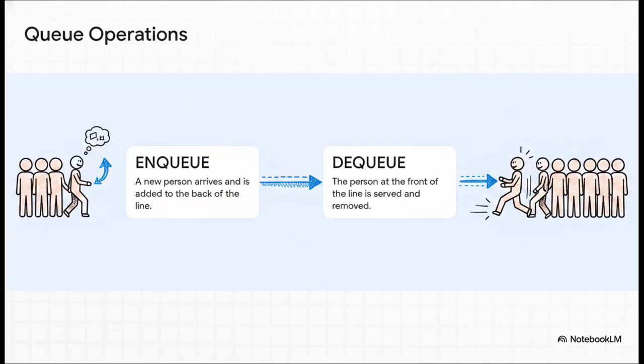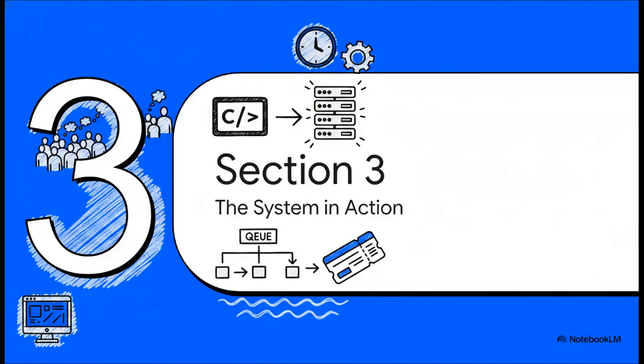Okay, so in the world of code, these two main actions have special names. When a new person gets in line, they go to the back, right? That's called enqueue. And when it's your turn at the front and you get served, you leave the line, that's called dequeue. Enqueue to get in, dequeue to get out. Simple as that. All right, enough theory. Let's see how this all comes together to build a real working system.